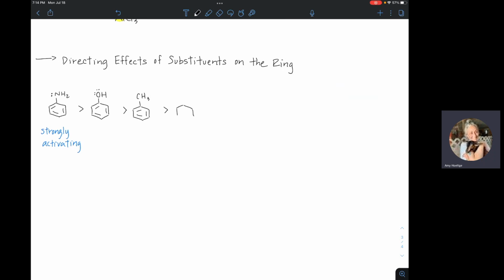Smack in the middle, we have benzene with nothing attached to it. So no electron releasing group. This is our standard for which to compare. And then we'll start putting electron withdrawing groups on the ring. So I could have a halogen. I could put like a chlorine up here. That will be weakly deactivating. It's a weak electron withdrawing group.